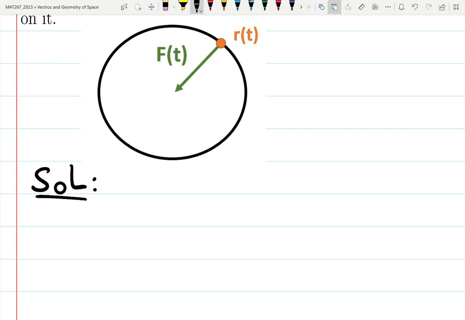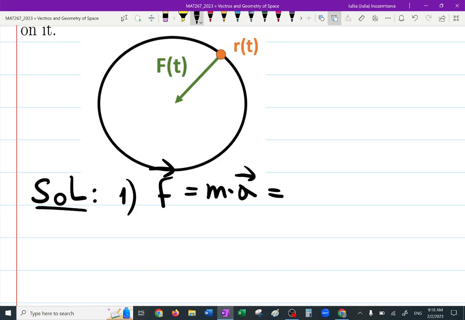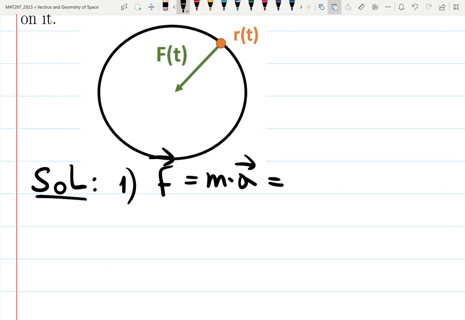Solution. Step 1, know the formula. Lots of formulas in this class. That's very unfortunate, but it is what it is. Everyone was supposed to repeat it. Let's try again. Good job. Everyone knows this. F equals m times r prime prime.